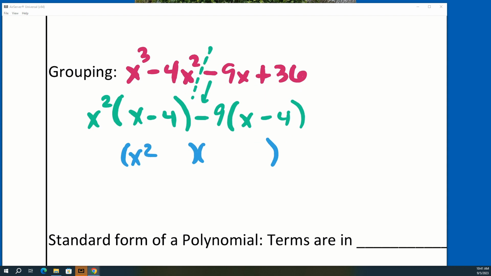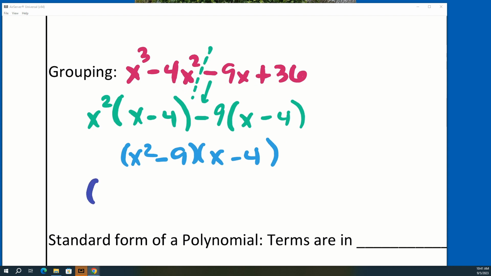What you factored out, and then what they have in common. So what you technically did is factor out a common factor of x minus 4. Okay, now we are not done. What else can we do to factor this?